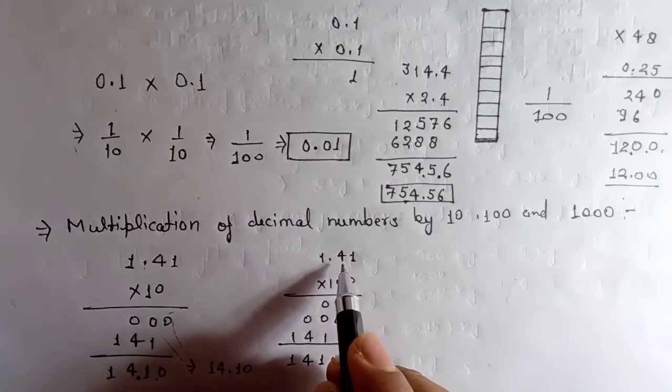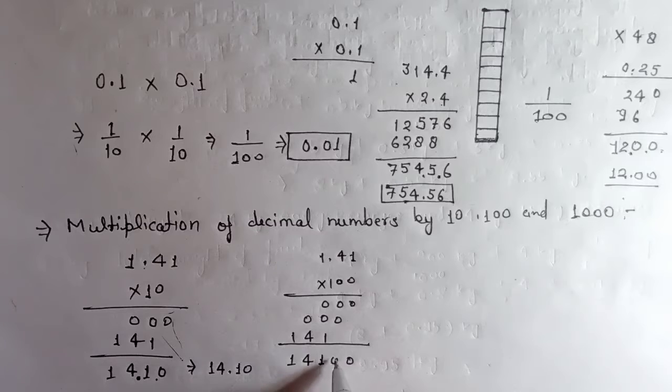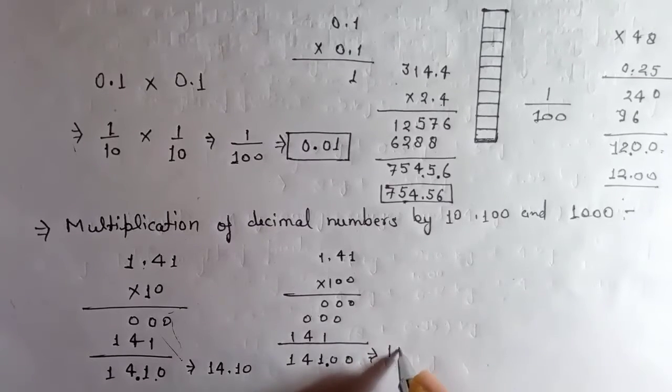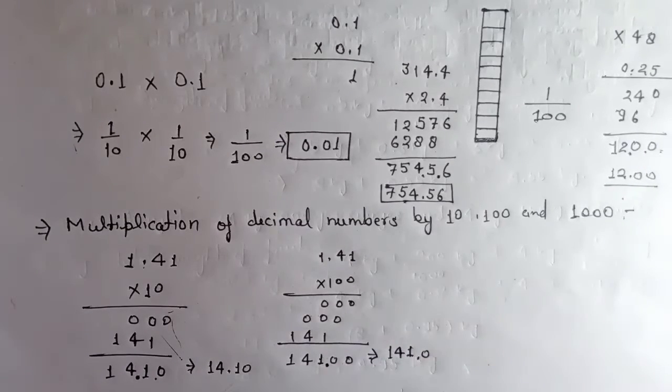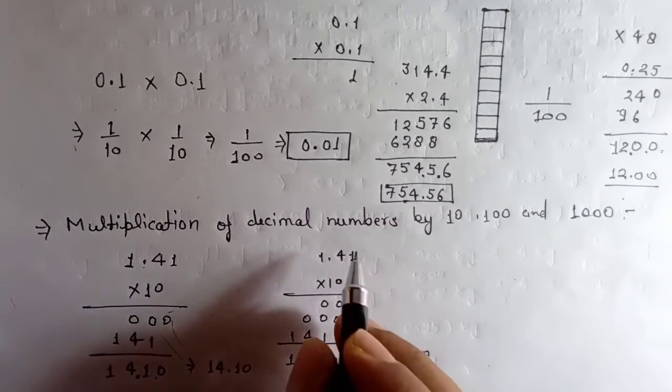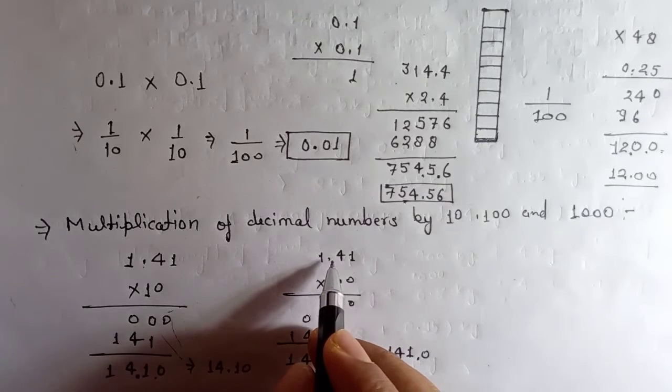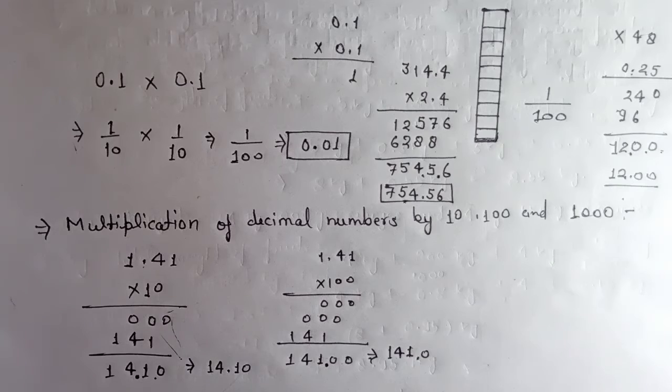You can see there are 2 numbers after the decimal point. So start your counting, 1 2, and the result is 141.0, or you can leave it, it is 141. Now compare, when you multiply it by 100, this decimal point is carried now 2 digits to the right side and it becomes 141.0.